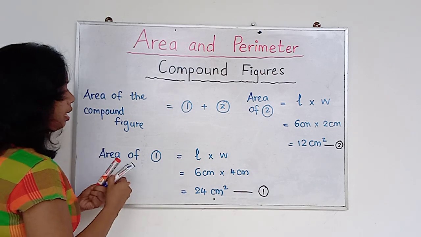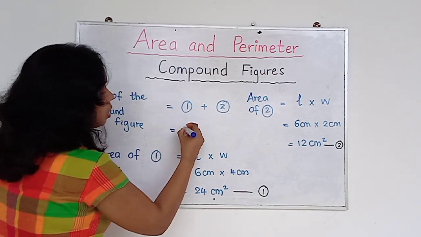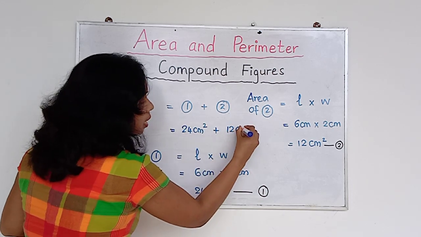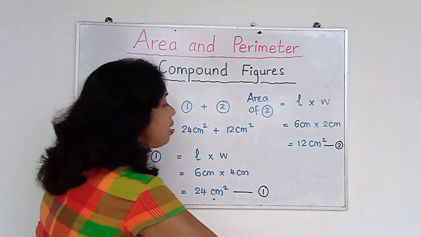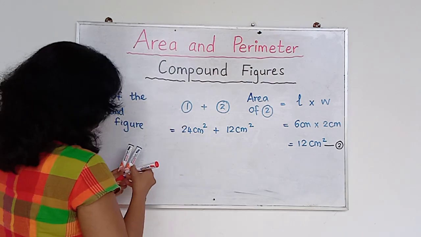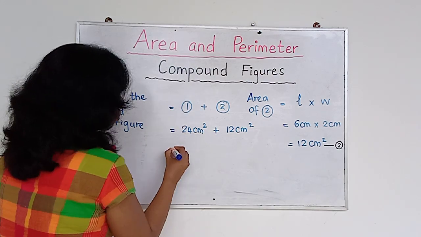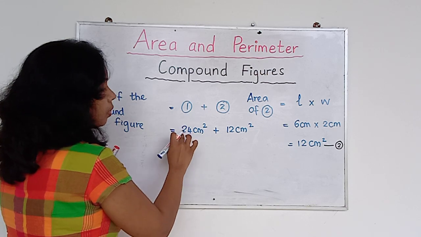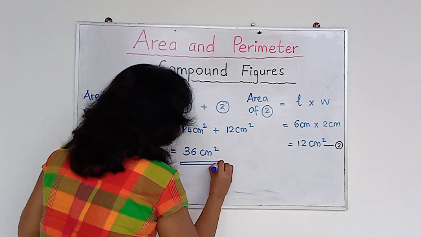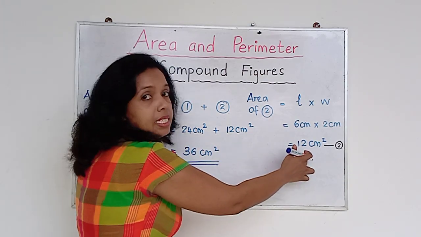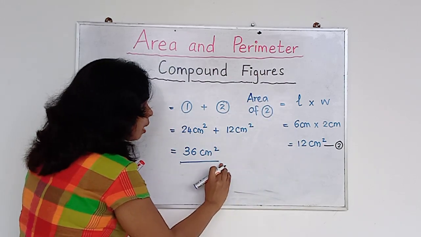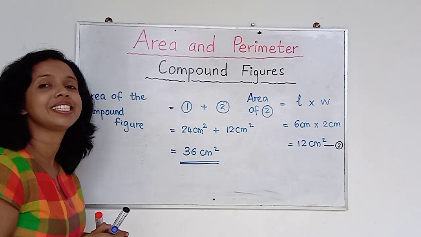Then here, okay, 1 is what? 24 square centimeters. 2 is what? 12 square centimeters. Then my final answer will be 24 plus 12, it is 36 square centimeters. This is the final answer. Here I didn't have 2 lines because these are not the final answers. So they are halfway through. So this is my final answer, 36 square centimeters.